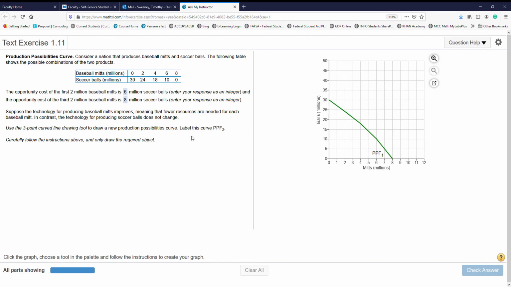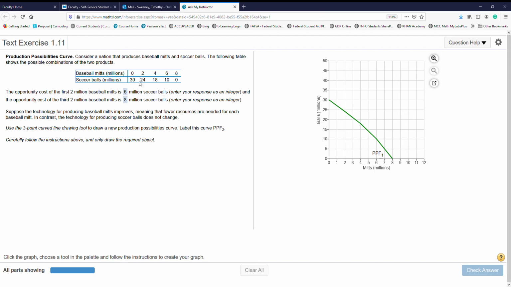And then the second part is the same for all of them, in the sense that it says that the technology for producing baseball mitts improves. Okay, so meaning fewer resources are needed for each baseball mitt. So that means I can produce more baseball mitts with every resource that I apply to it, right? So I'm going to be able to produce more than this curve here. So for example, if I go from 30 to 24, I've got 6 million soccer balls worth of resources, for lack of a better way to explain that, right?